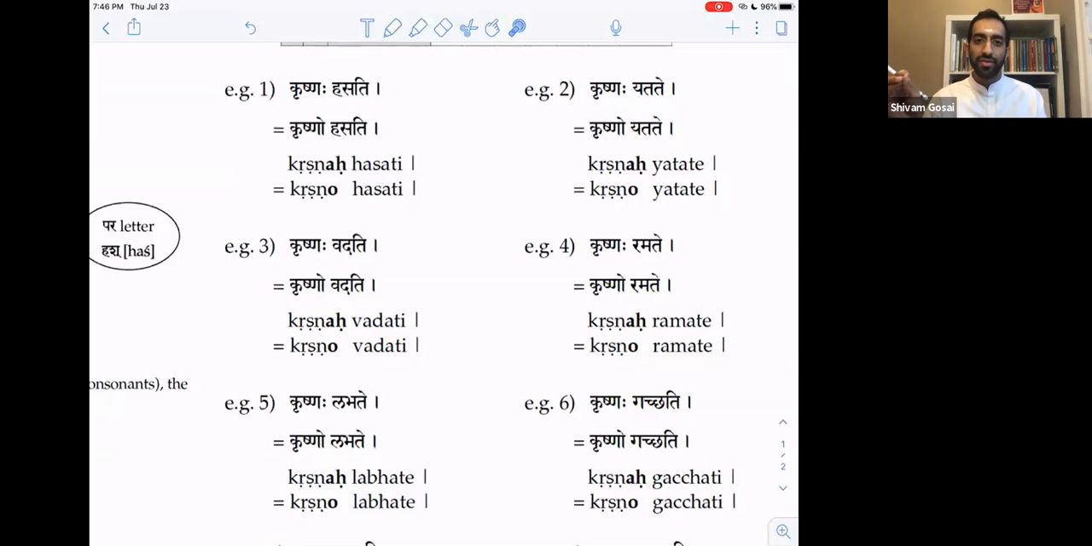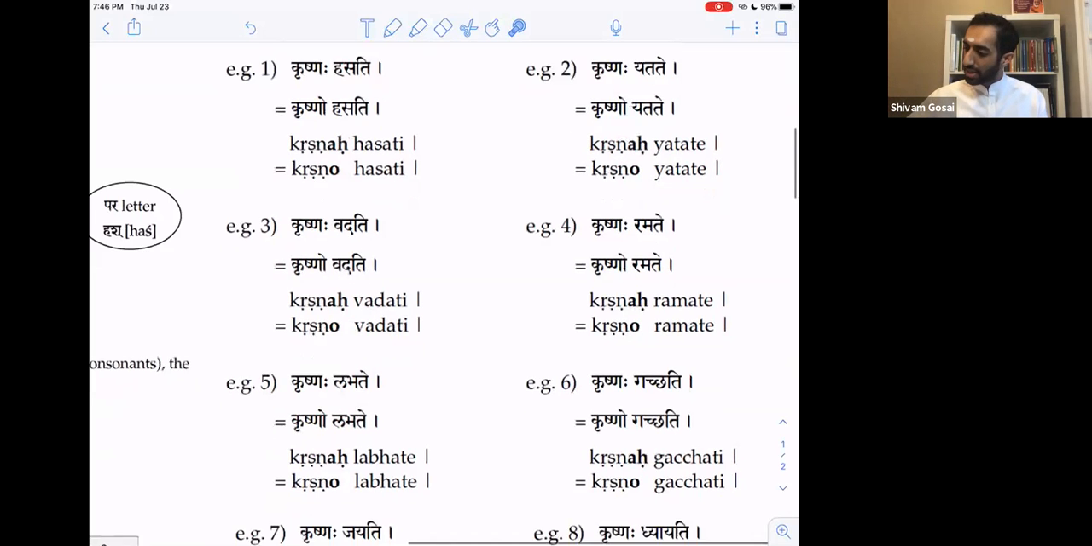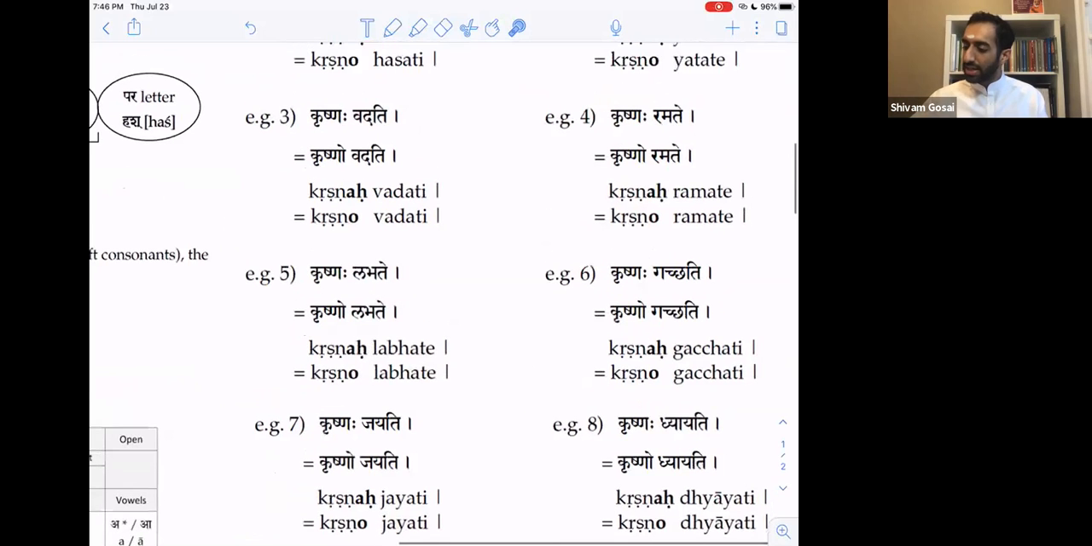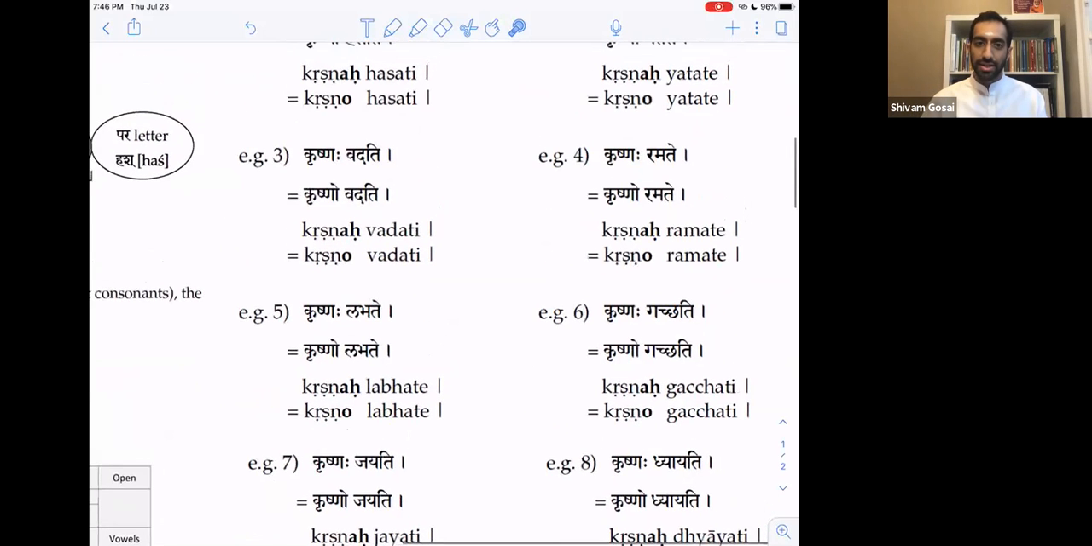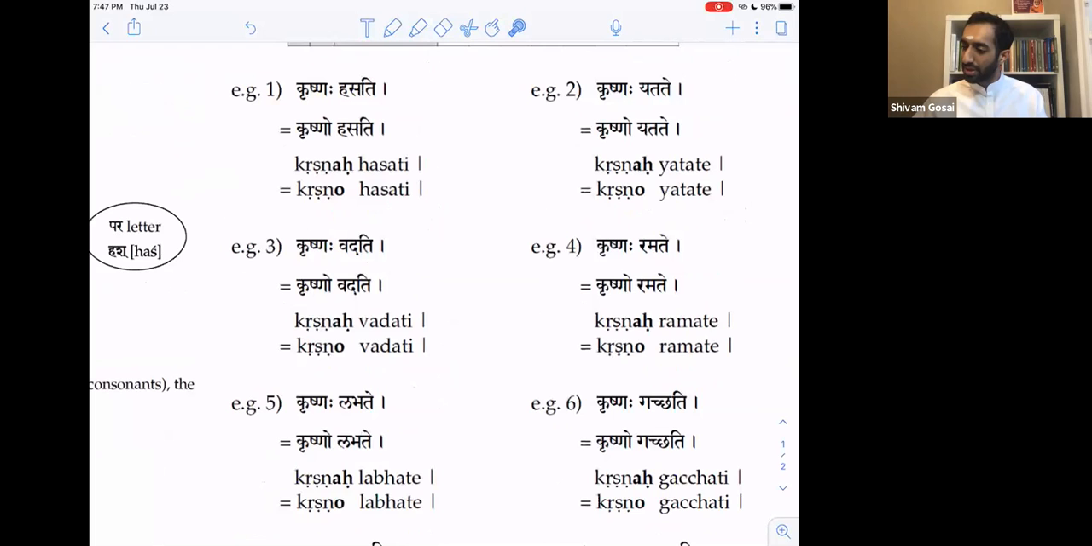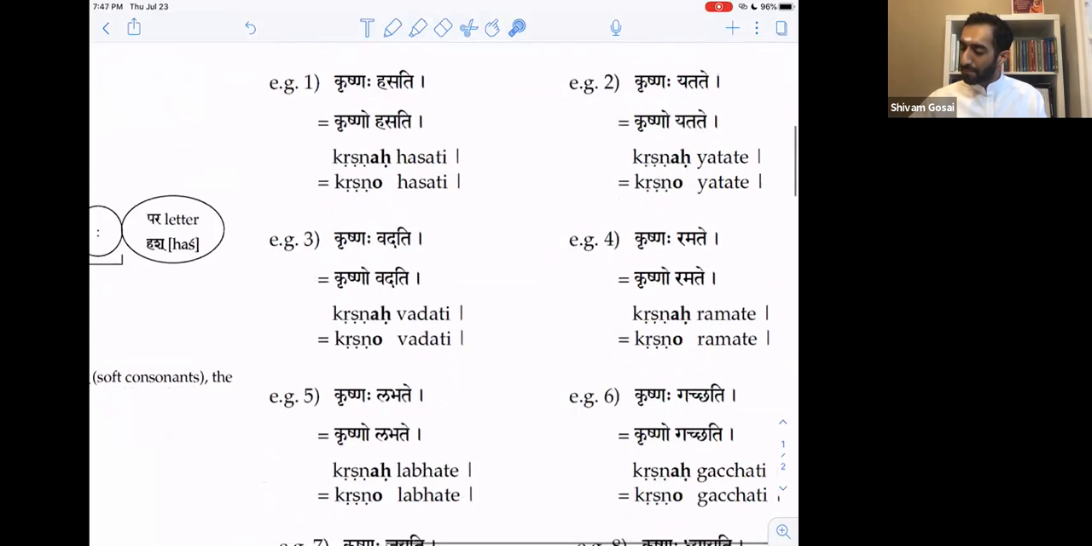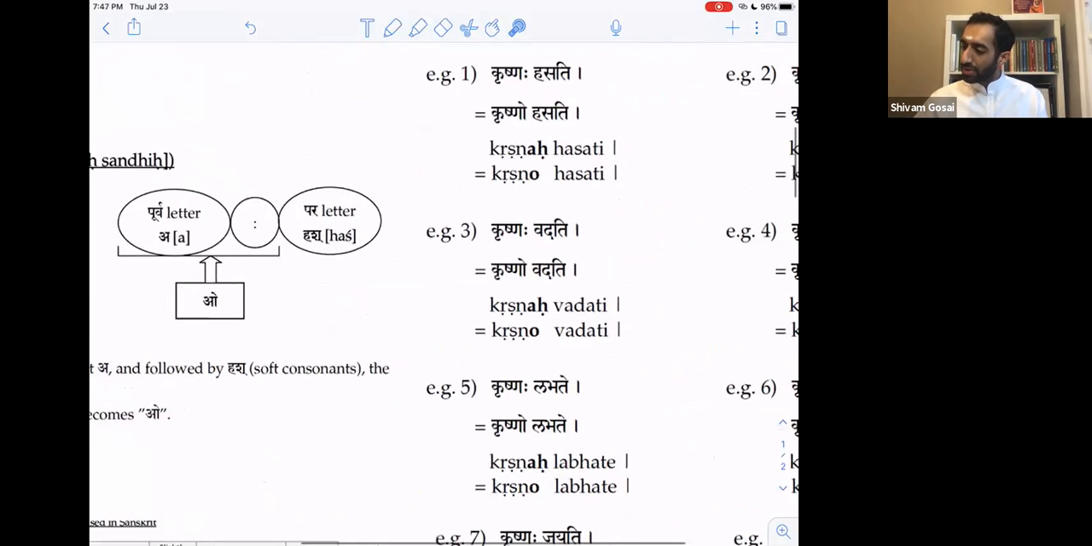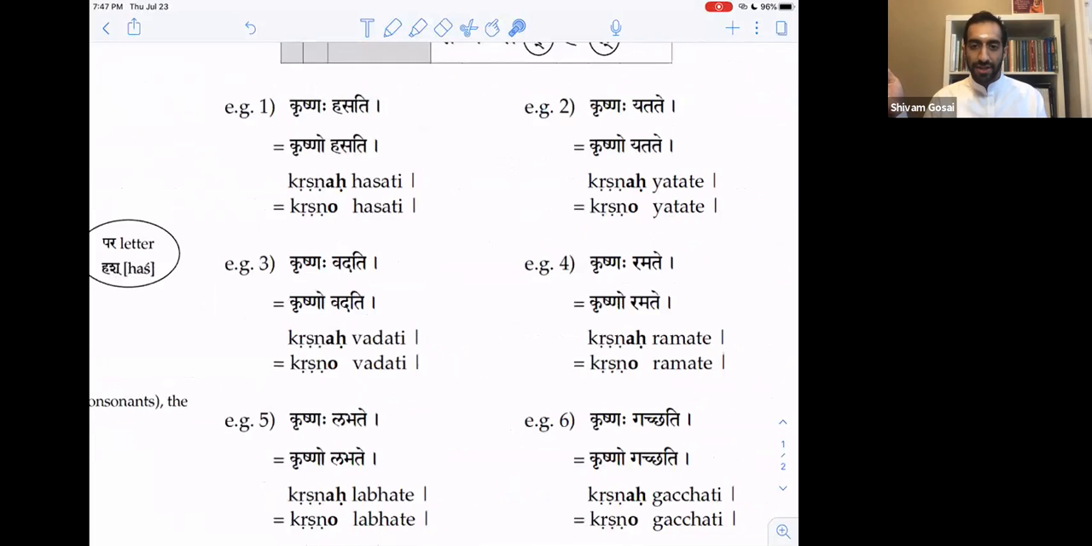So it's not only in Shivoham Sandhi that we see that o, we also see it in this Namo Namah Sandhi. We'll see that example in a moment. So let's keep going with these. Number 3, Krishnaha vadati. Semi-vowels are also soft consonants.